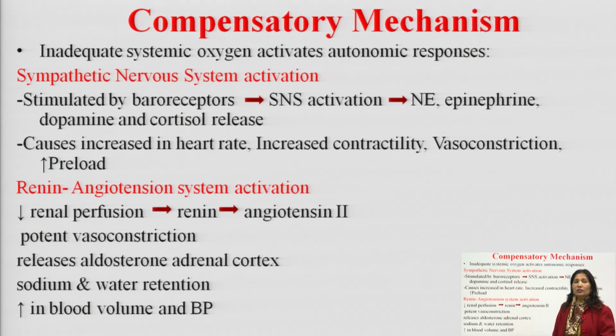Now, because of this, body's internal regulatory mechanisms will activate to make the body recover from the shock. So, for that various compensatory mechanisms get activated. So, inadequate systemic oxygen activates autonomic response, and in this there is activation of the sympathetic nervous system, and there is activation of the renin-angiotensin system.